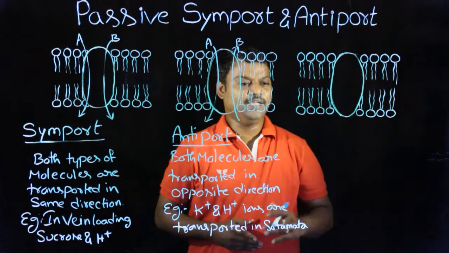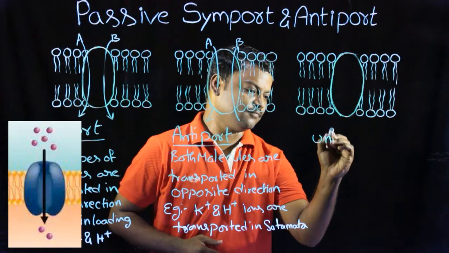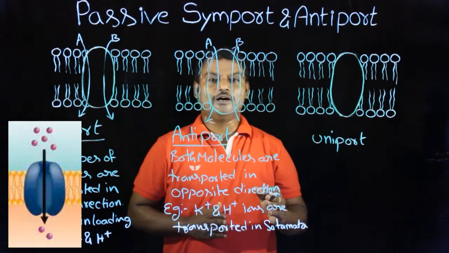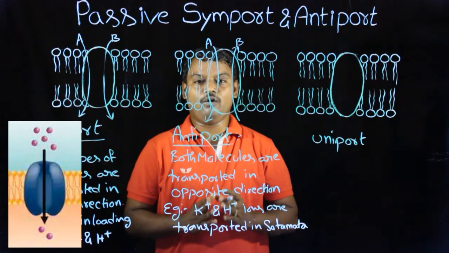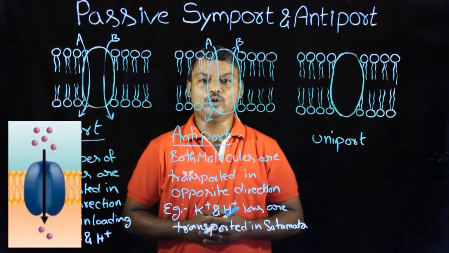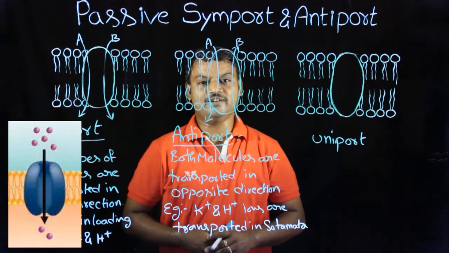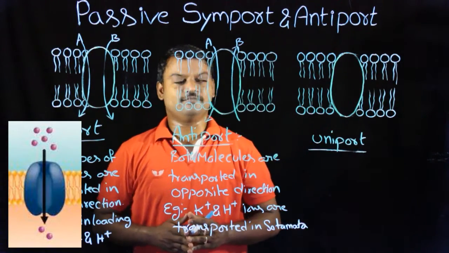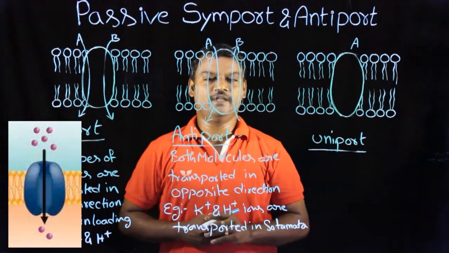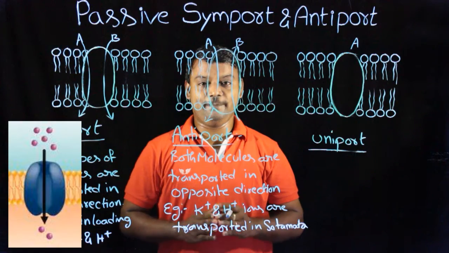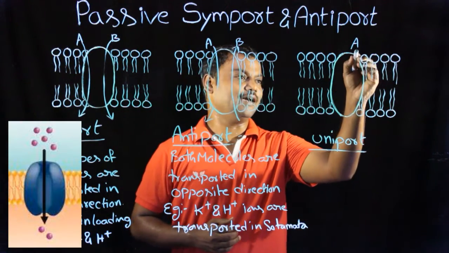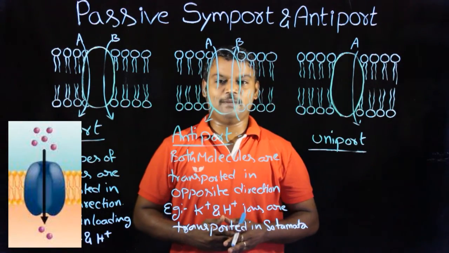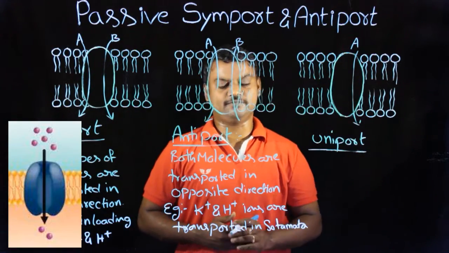Coming to the last type, it is called Uniport. Uniport means the movement of one type of molecule is always independent of another molecule. In this way, the molecular transportation takes place. In Uniport, for example, there is a molecule A. The transportation of molecule A is independent of another molecule, and such transportation by protein transporters in the plasma membrane is called Uniport.